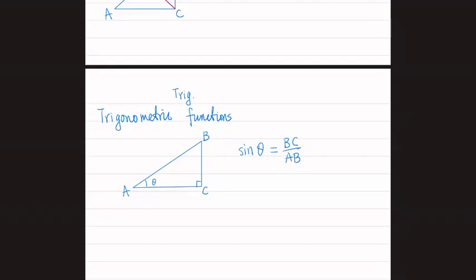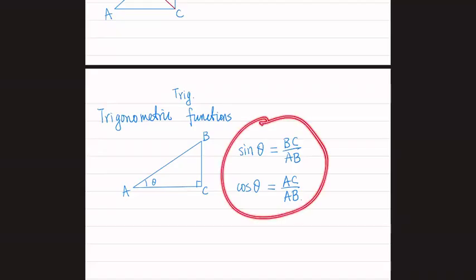The leg facing the angle over the hypotenuse side, BC over AB. You can define another one, cosine theta equals BC. When you see this definition, it looks very natural.